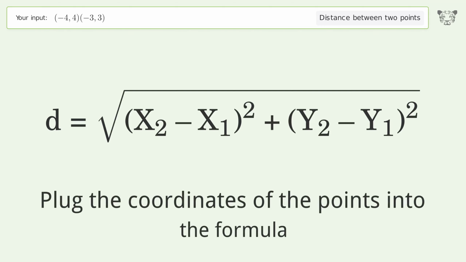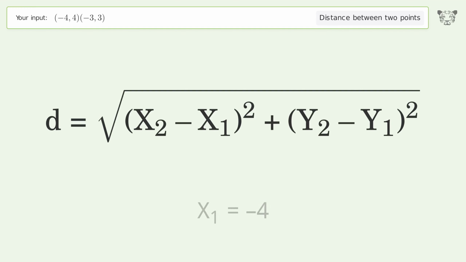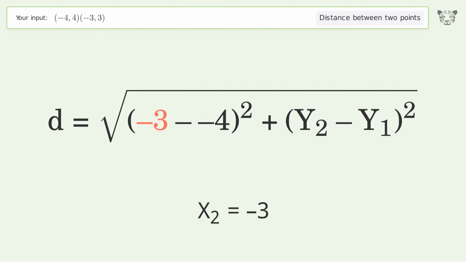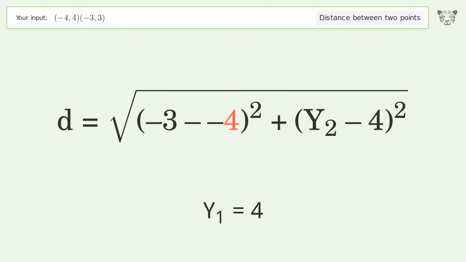Plug the coordinates of the points into the formula. x1 equals -4. x2 equals -3. y1 equals 4. y2 equals 3.